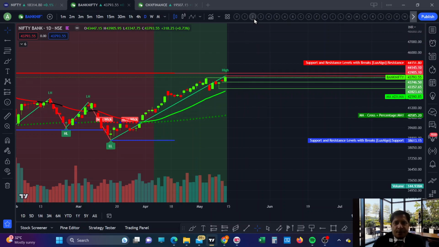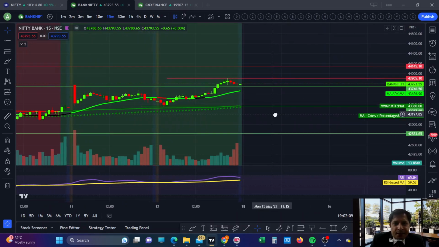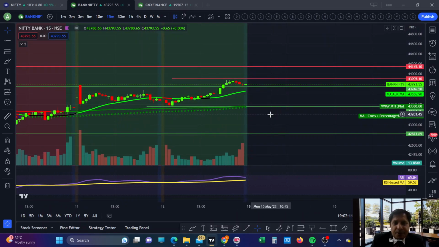Looking at the intraday time frame again, it's significantly bullish in comparison to Nifty. So if I have to play directional, I would definitely look at Bank Nifty for directional trading, and if I had to do non-directional, then I would do it on Nifty on Monday.